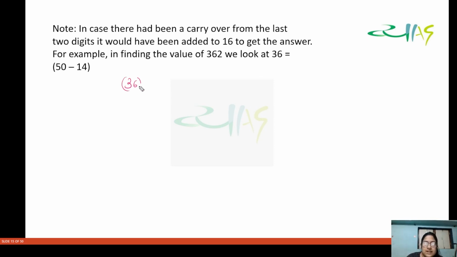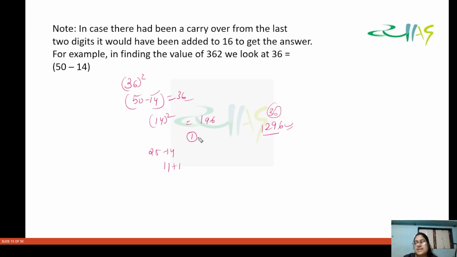So you have 36 square you want to do. So how you are going to do? 50 minus 14, that will be equal to 36. So what is the square of 14? You have 196, you have 1 as carryover. And what is 25 minus 14? You have 11 but plus 1, so you have 12. So 1296 is the square of what? 36. So square calculation is so easy if you just use this method.